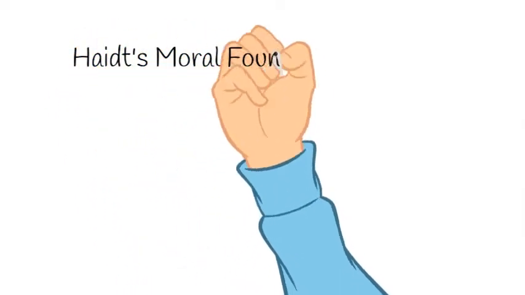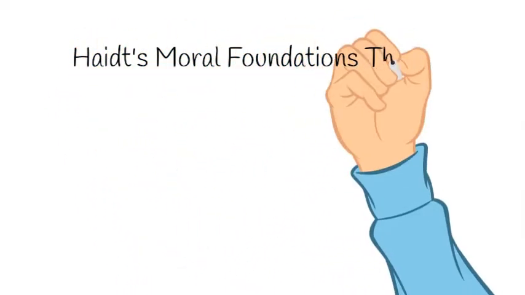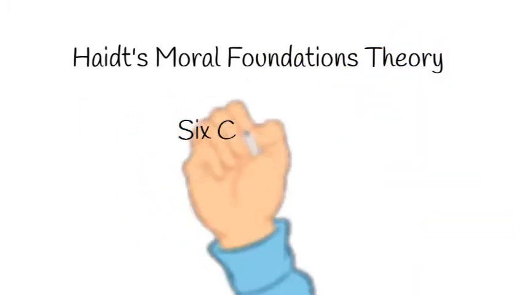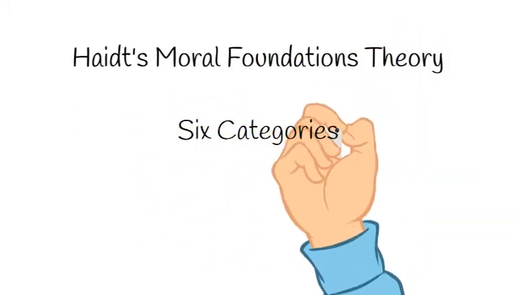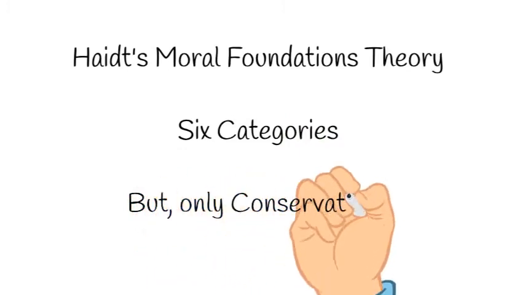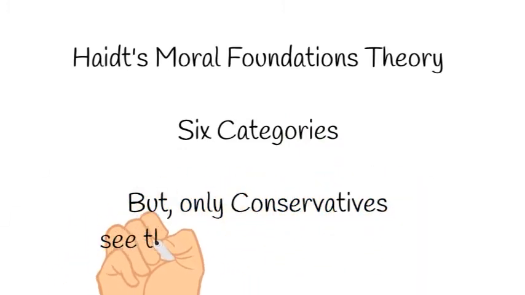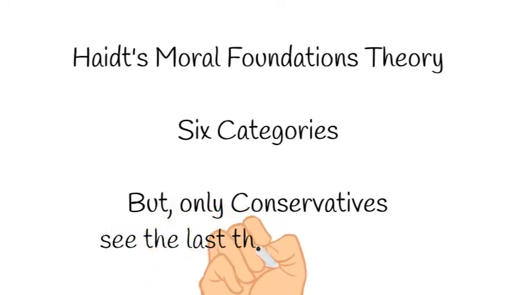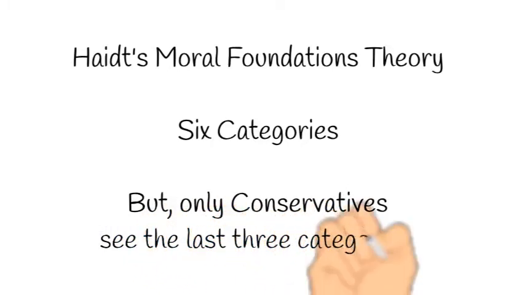Then Haidt outlined a moral foundations theory to help us understand why people come to different conclusions. In this theory, there are 6 categories that help us understand political views. Both liberals and conservatives share the first 3 categories, but only conservatives see the last 3 categories.